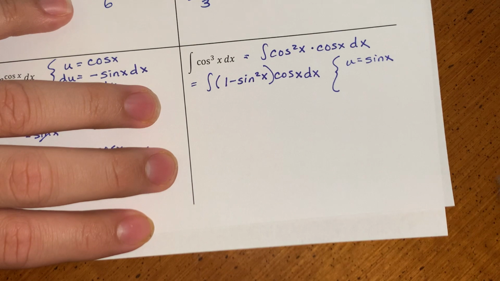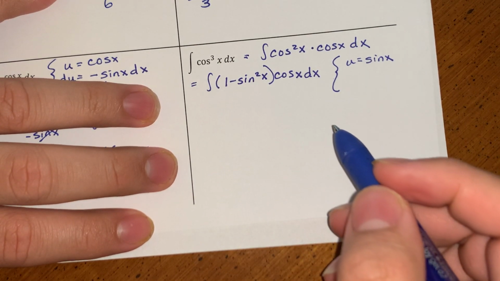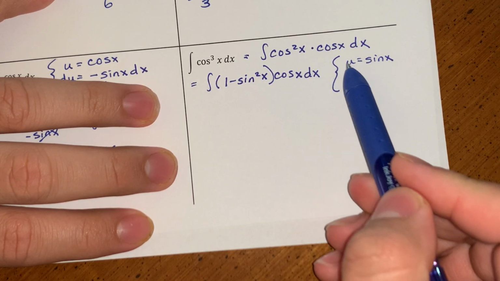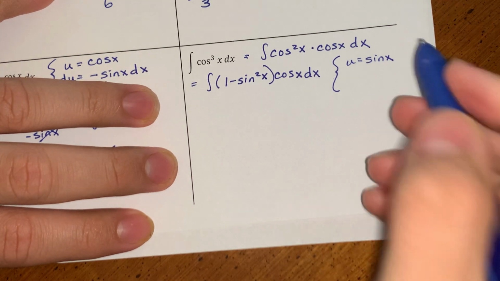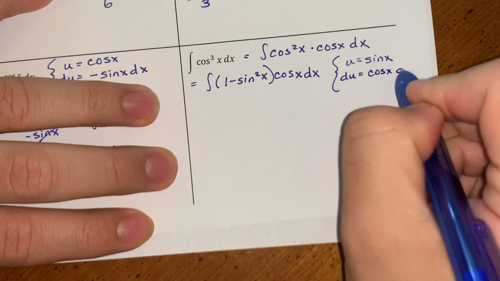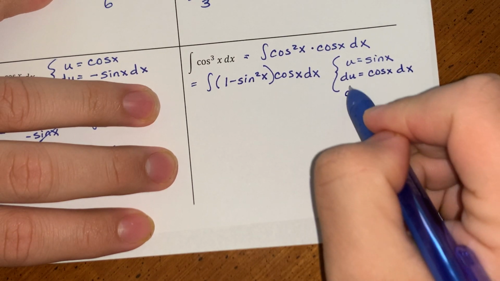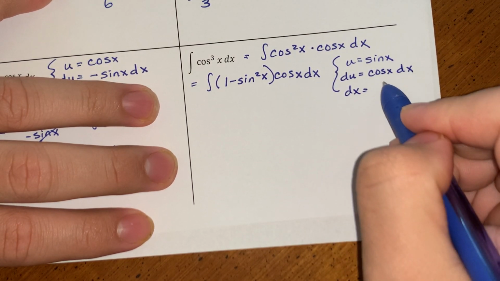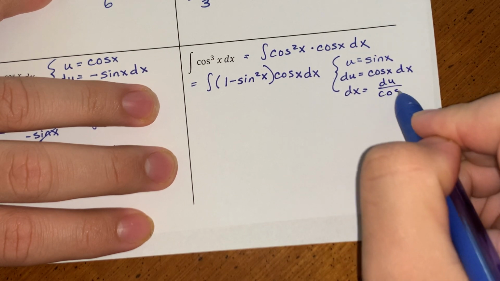So, I've done problems like these so many times, so I already recognize that my u is going to be sine of x. So when I do that, my du is going to be cosine of x dx. And then if I get dx by itself, that'll be du over cosine of x.